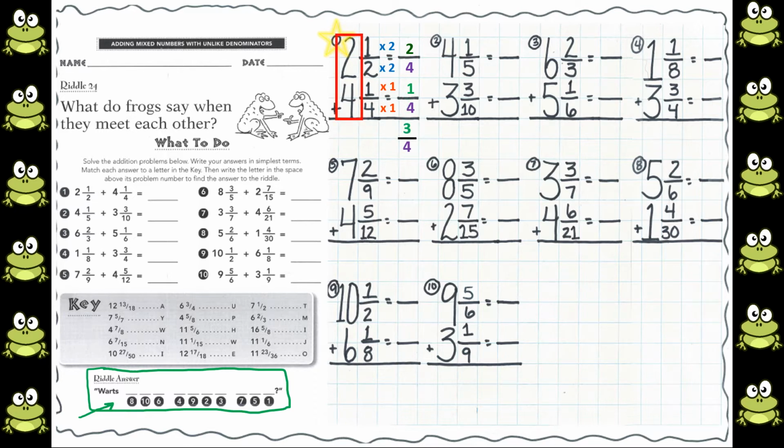Now I'm going to add my whole numbers. 2 plus 4 equals 6. I check to see if I can reduce my fraction. I cannot. The answer is 6 3/4. 6 3/4 matches with the letter U. So where I see number 1 down below, I am going to write the letter U.